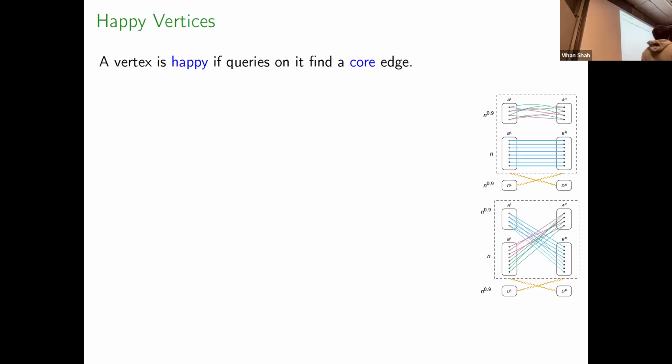Okay. So now I'm going to tell you what a happy vertex is, and it's the same as a star centered. I just don't know that I'm going to see a bunch of stars yet, so I'm going to call it a happy vertex. But a happy vertex just finds an edge in the code, right?